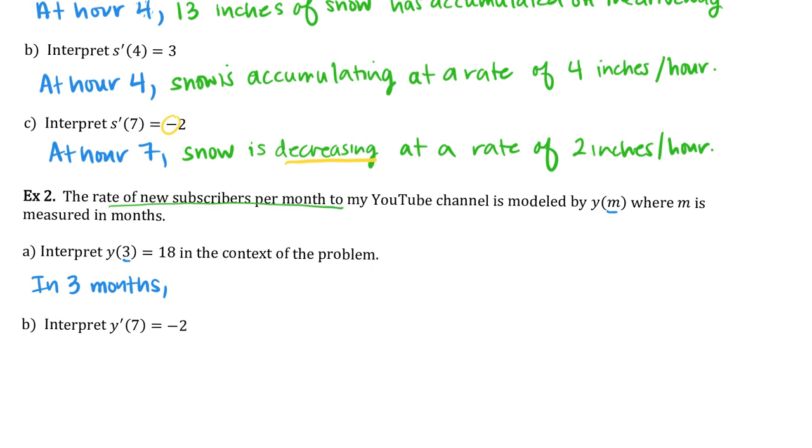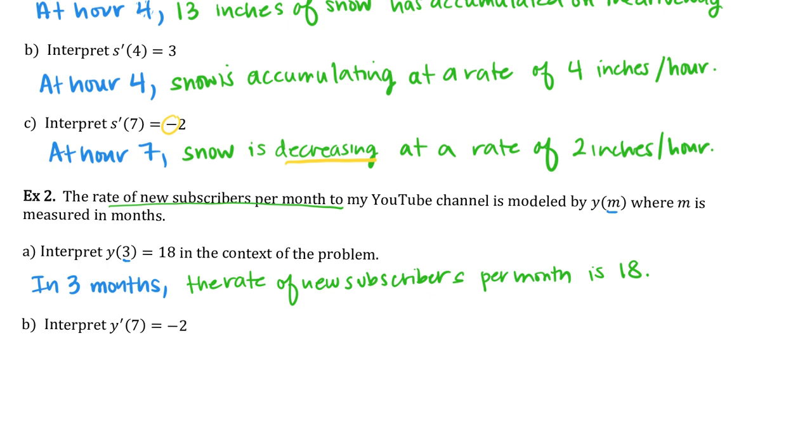subscribers per month. The rate of new subscribers per month to my YouTube channel is 18. I should include the units, which is subscribers per month, but I put it at the beginning. So the rate of new subscribers per month to my YouTube channel is 18.